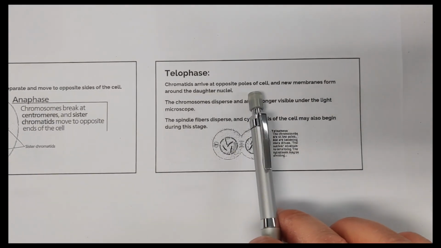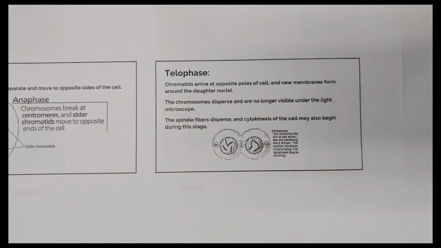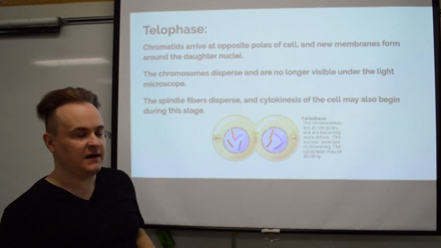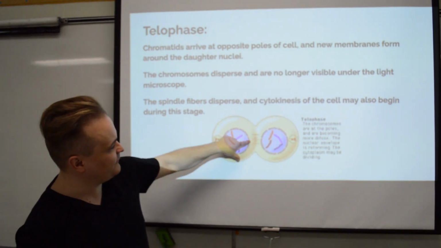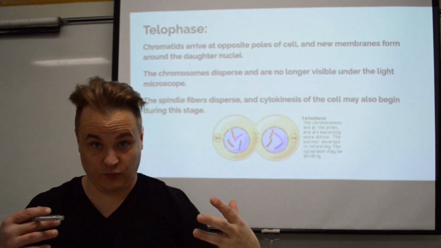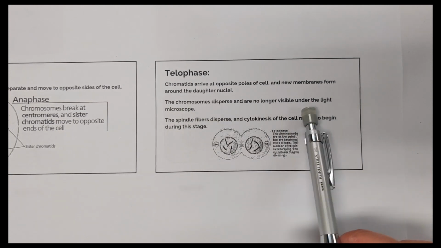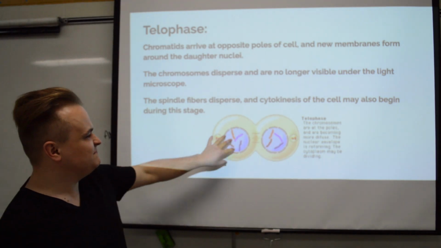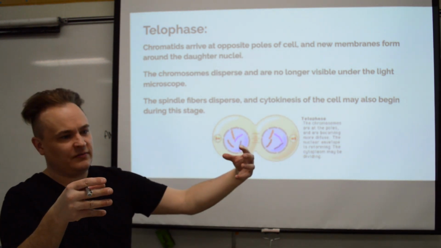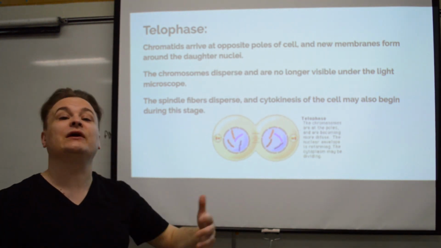Chromatids arrive at the opposite poles of the cell and new membranes form around the daughter nuclei. So the chromosomes have moved apart. Membranes are forming around each nucleus. The nuclear membrane is reforming. The chromosomes disperse and are no longer visible. So these big, large chromosomes that were being grabbed by spindle fibers now become much smaller again and you can't really see them, almost like they were back at the very beginning, right?